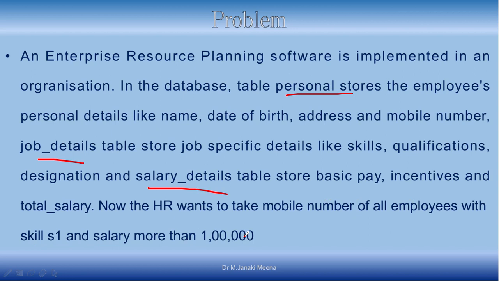So if this is a task, now we have to refer to multiple tables, right? You have to find out the people who have got skill S1. You have to check the job details table, and to know the salary you have to check the salary details table, and then you have to check the personal table also to retrieve the mobile number, right?